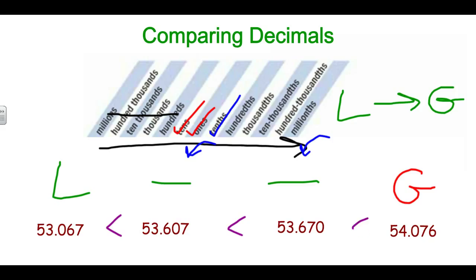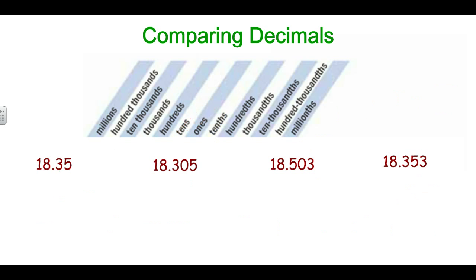Going to put some less than signs in there. So 53.067 is less than 53.607, is less than 53.670, is less than 54.067. Look at one more example before we go to the practice problems.